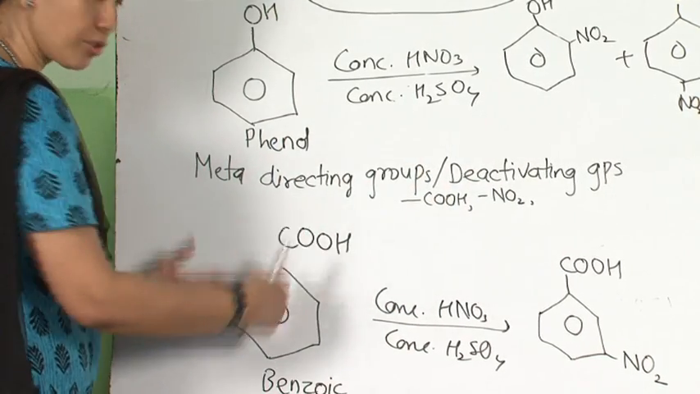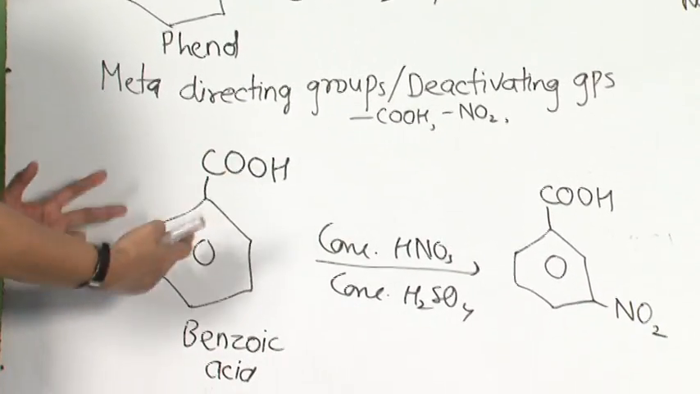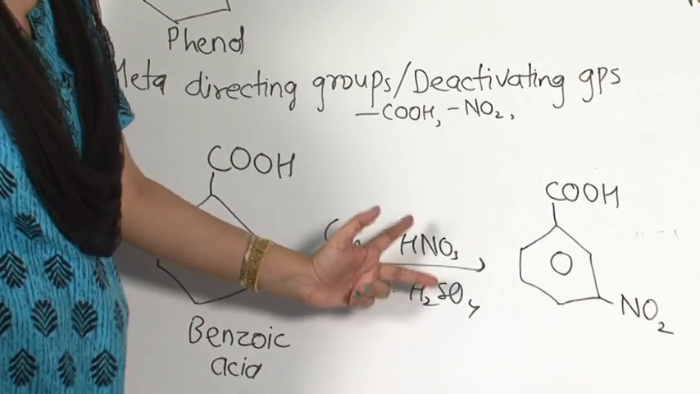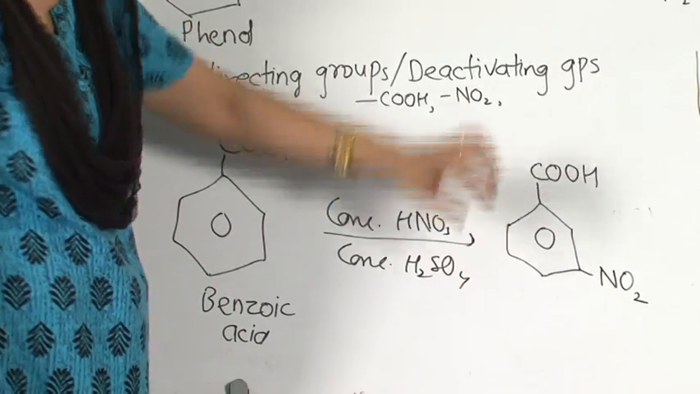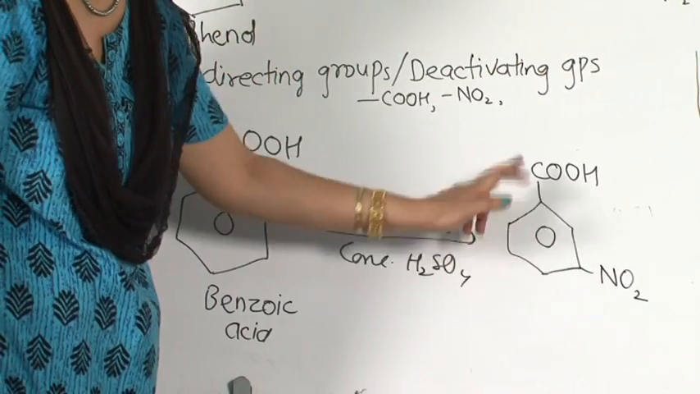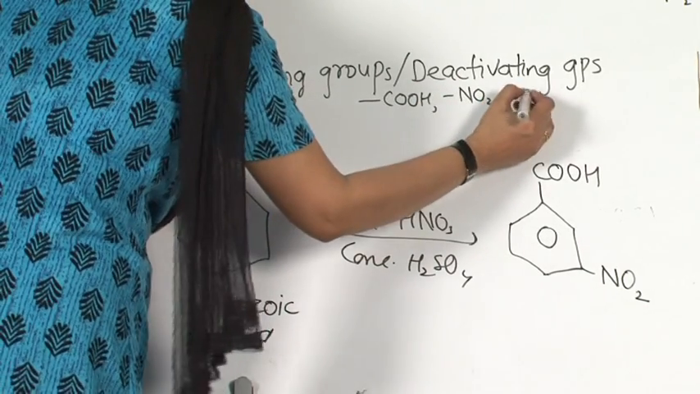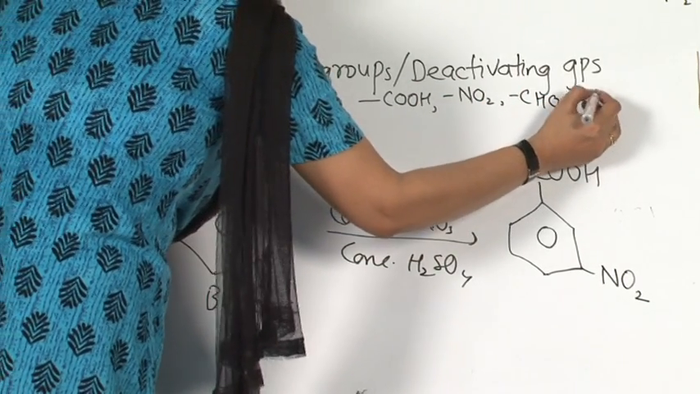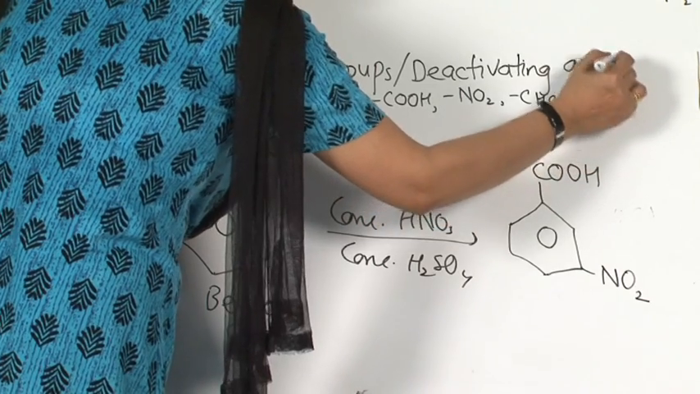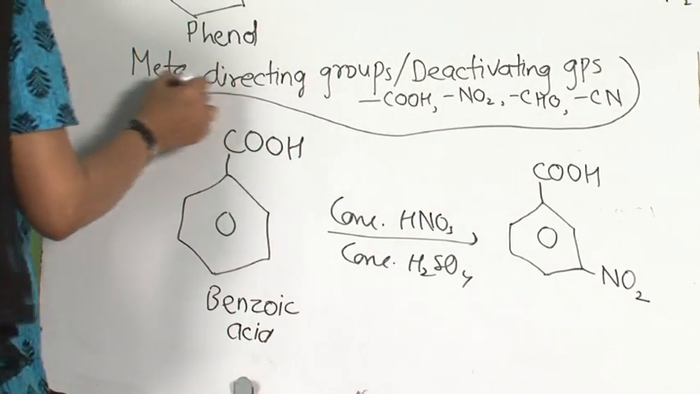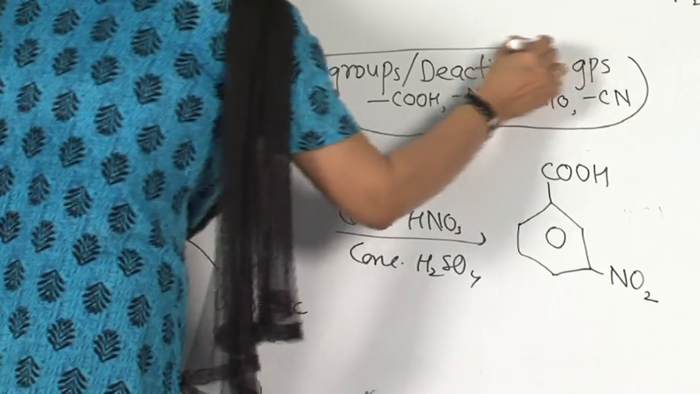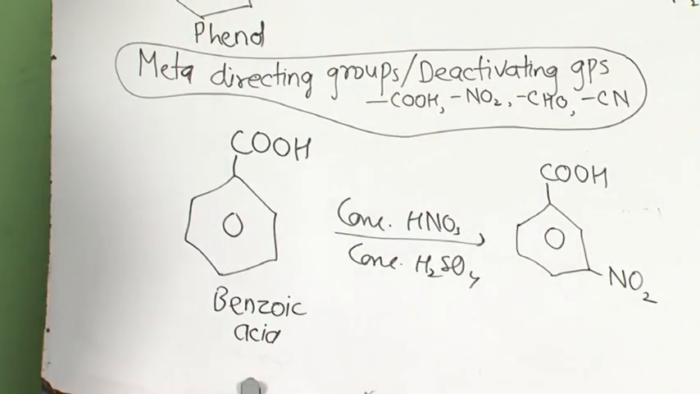Suppose I would have given you nitrobenzene, and the question is asked, what happens when nitrobenzene undergoes nitration? You should be able to make out: nitro here, nitro here. You are going to get 1,3-dinitrobenzene. Nitro group, aldehyde group, the cyanide group. I have given some of the examples. If you remember this, again you can do around some 50 reactions. I hope this much part is clear.